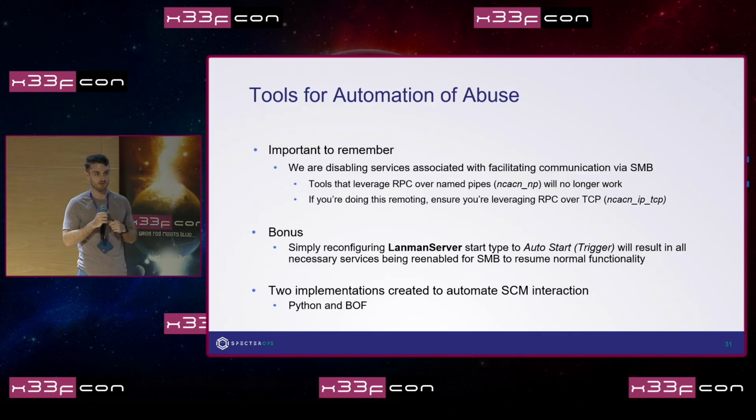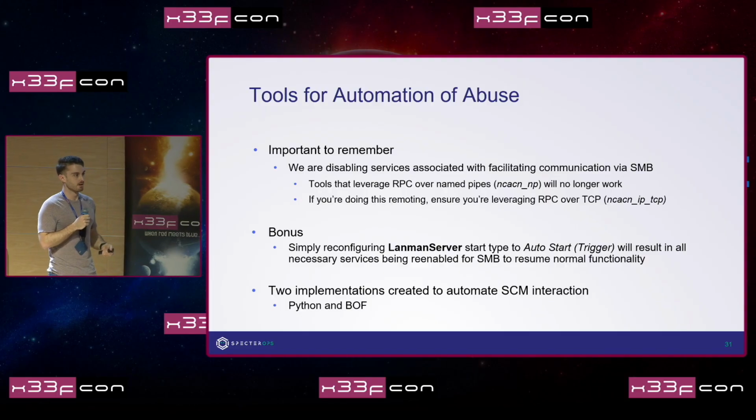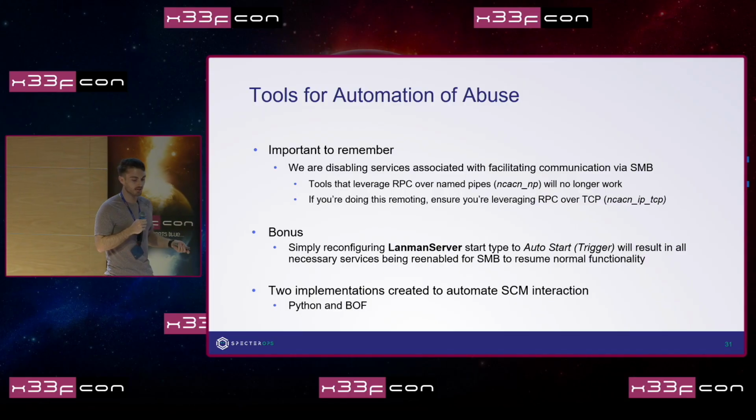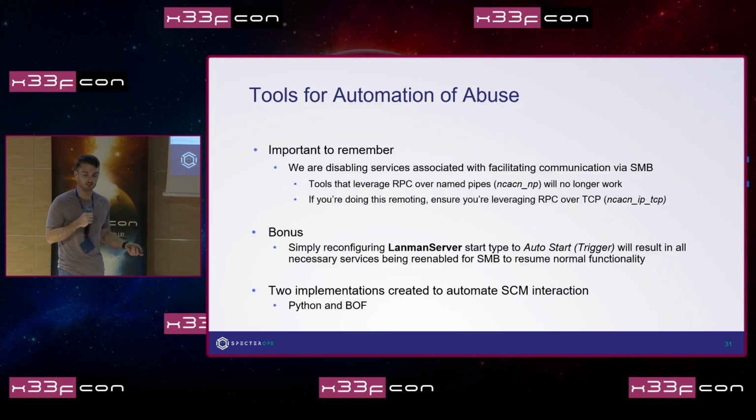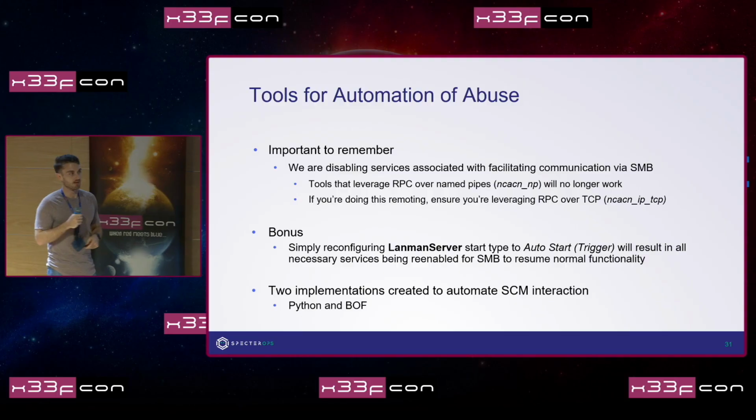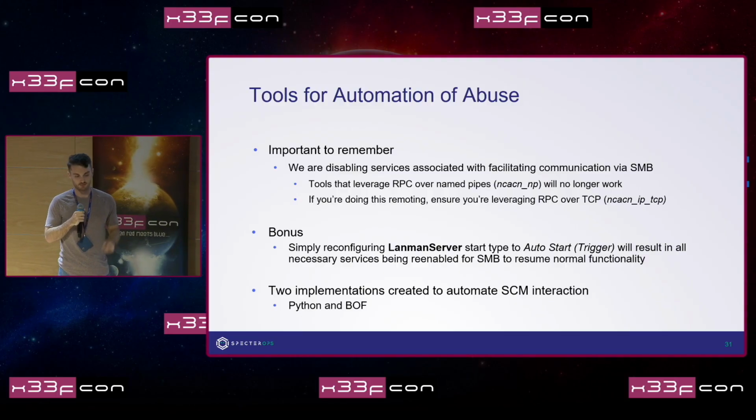So if you're targeting a remote host and you disable all of this stuff, then yes, 445 is unbound, but you're also unable to communicate over named pipes to re-enable it. So something to consider. You're not completely out of luck because you can also interact with the service control manager using RPC over TCP. And there's plenty of tools that allow you to do that. I'll give some examples here in a second.